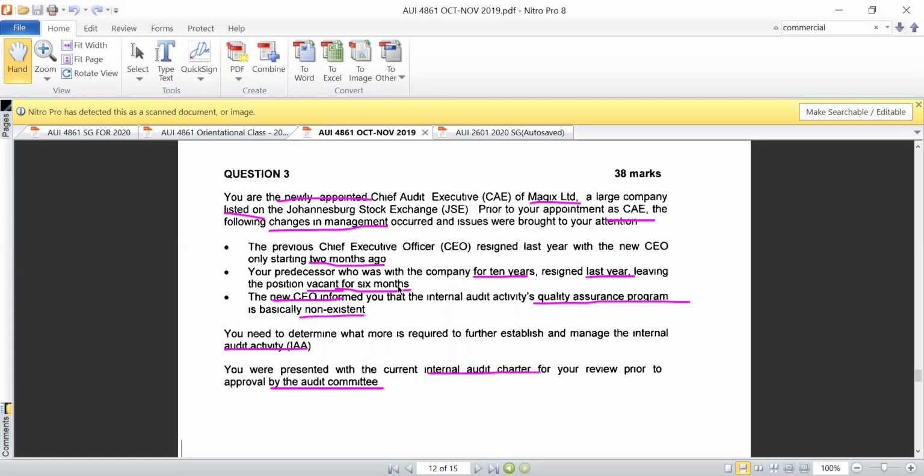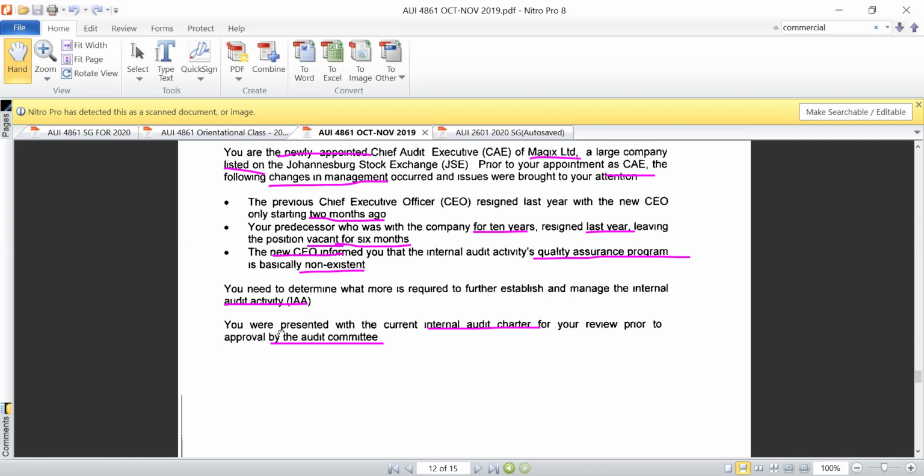There's a problem there. For those 6 months, they were not complying with the requirements of the Companies Act with respect to the internal audit activity. Anyways, the new CEO informed you that the internal audit activity's quality assurance program is basically non-existent. Okay, interesting. You need to determine what more is required to further establish and manage the internal audit activity.